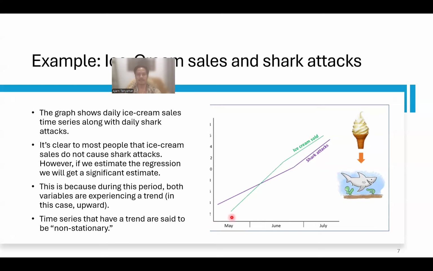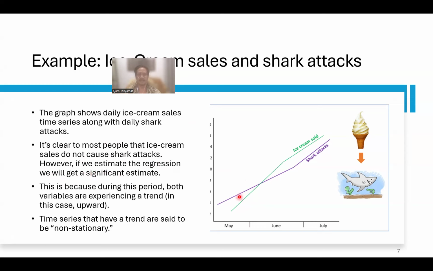going to see is that starting from May, right, the time series of ice cream sold is going up. At the same time, shark attacks are going up, right? So in this situation, we would statistically note that there's a statistical relationship between ice cream sold and shark attacks, right? Yet, it is clear to most people that ice cream sales do not cause shark attacks, right? The two are unrelated, right? However, here's the tricky thing. If we estimate the regression just like this, we will get a significant estimate, right?